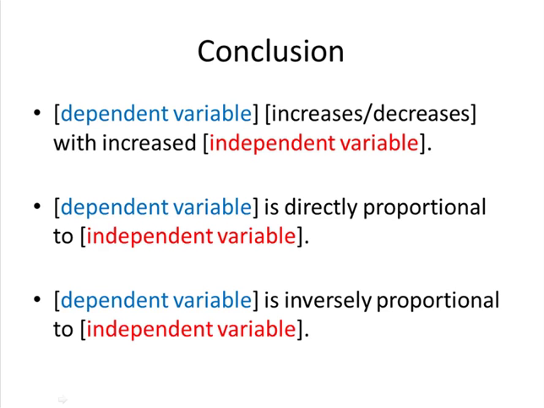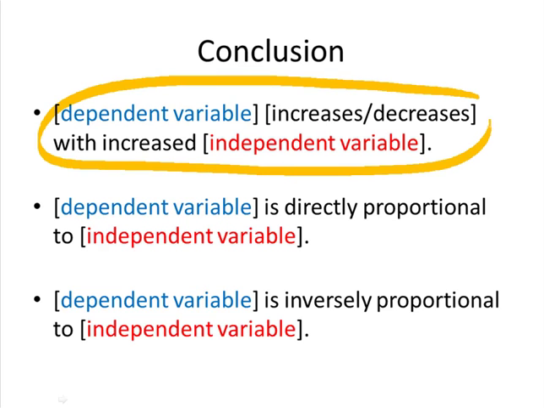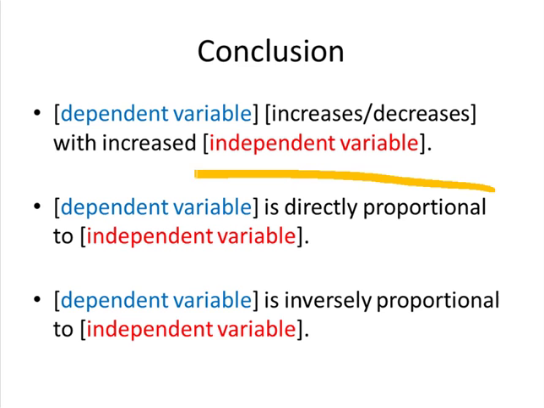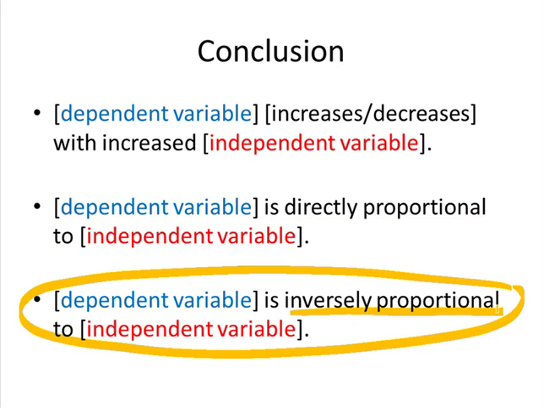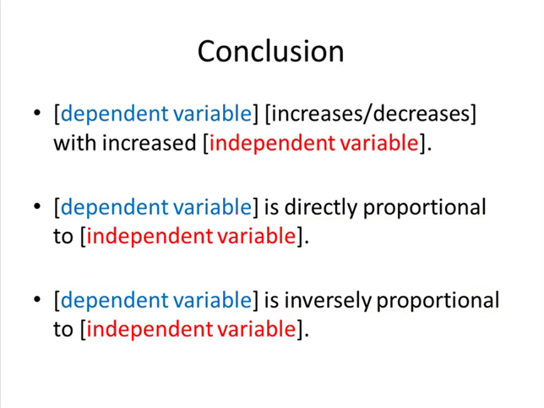Here are 3 templates you could use for writing a conclusion. Dependent variable increases or decreases with increased independent variable. Or dependent variable is directly proportional to the independent variable, or inversely proportional. Let's look at an example of each of these.